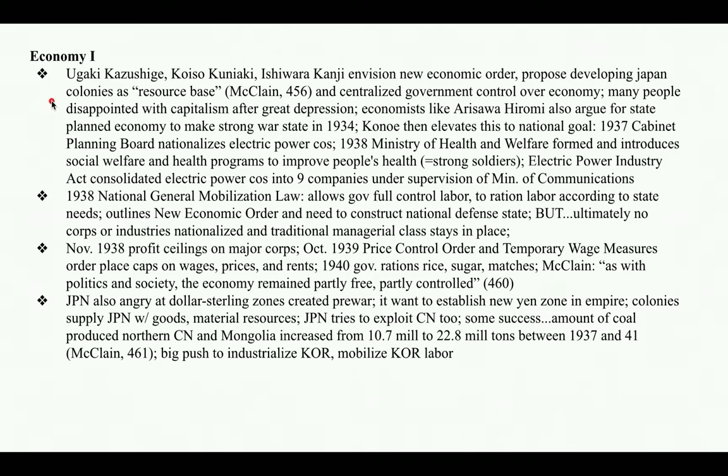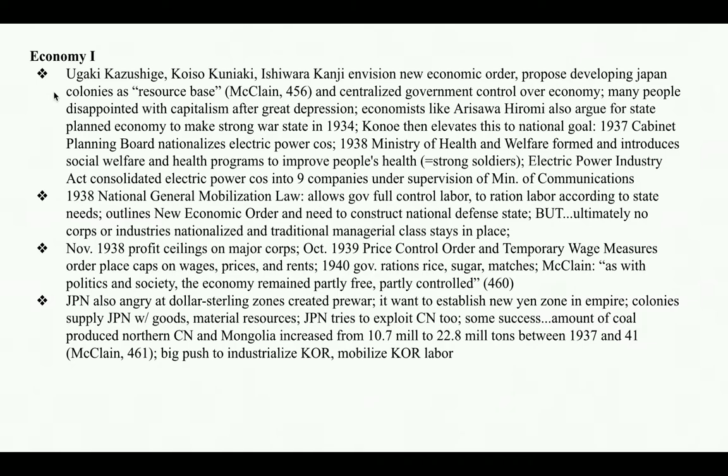Turning now to the economy, Ugaki Kazushige, Koiso Kuniaki, Ishiwara Kanji, etc., envisioned a new economic order, proposing to develop Japan as a, quote, resource base, and also centralized government control over the economy. Many people had become greatly disappointed with capitalism after the Great Depression. And economists like Arisawa Hiromi argued for a state-planned economy instead to make a strong war state.